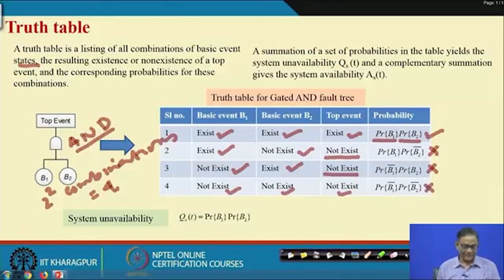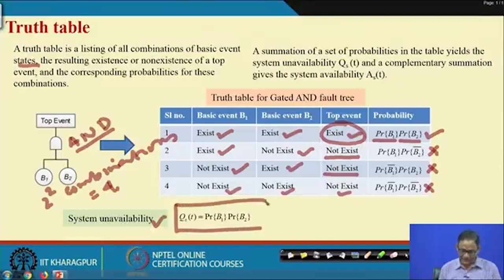So, as a result, what is the unavailability here? The probability of the top event existing is one situation. This is the first combination, when both B1 and B2 exist, and the resultant probability is probability B1 into probability B2, as B1 and B2 are independent events. So the system unavailability QST is given by this equation: QST is probability B1 times probability B2. In fact, you have done this earlier also, when we were given an AND gate fault tree, we saw that the top event is the intersection of the bottom events, and the probability of the top event is the multiplication of the bottom event probabilities when the basic events are independent in nature. So this is the equivalent representation of the AND gate in terms of the fault tree.